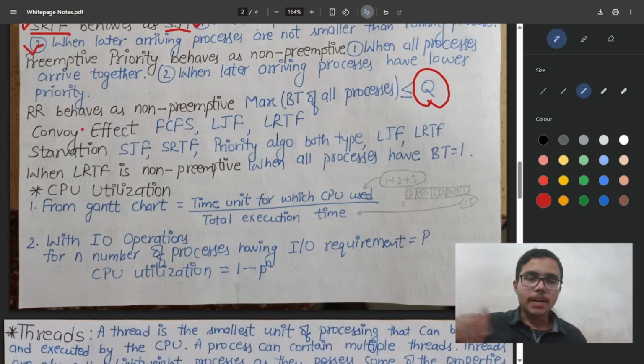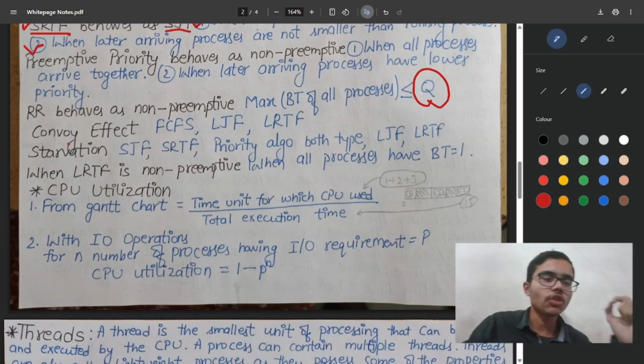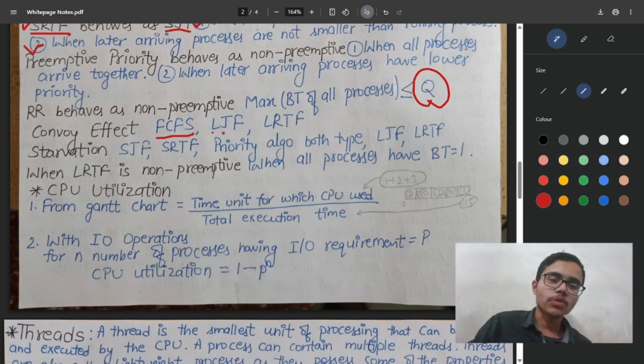Take my example, the convoy effect. Which algorithm suffers from the convoy effect? It can be asked which algorithm suffers from the convoy effect. Mostly FCFS comes as an option, but you also have to know LJF and LRTF. These are all the algorithms that suffer from the convoy effect.